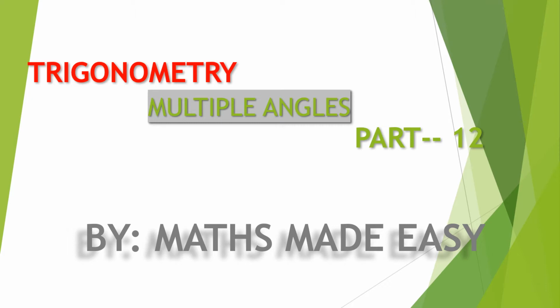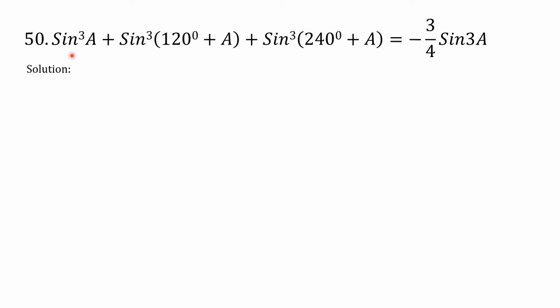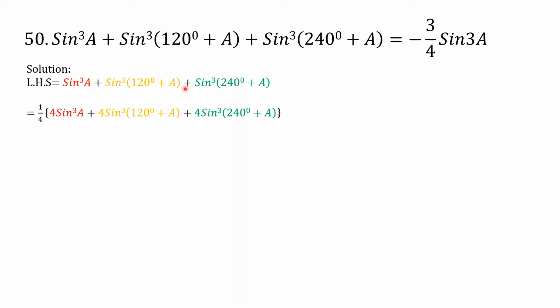So today let's continue multiple angles part 12. So our question is: sin 3a plus sin 3(120 plus a) plus sin 3(240 plus a) is equal to minus 3 over 4 sin 3a. So solution: left hand side we have copied. And then what we do is we will multiply all these terms by 4 and then balance by dividing with 4. So I hope this is clear.